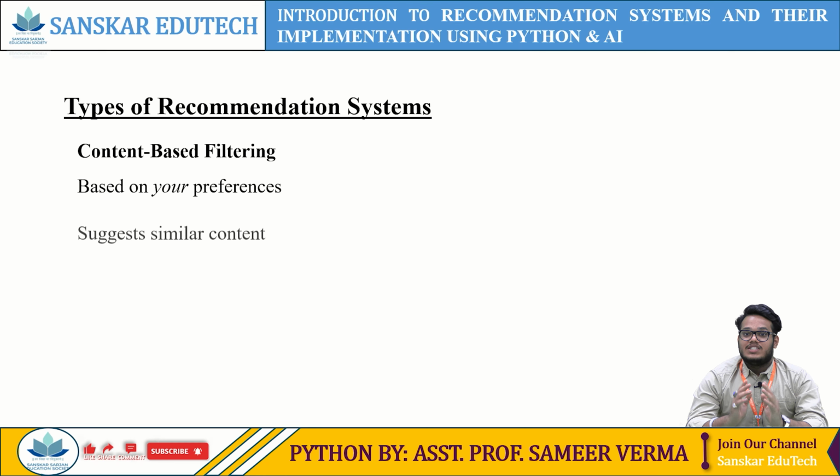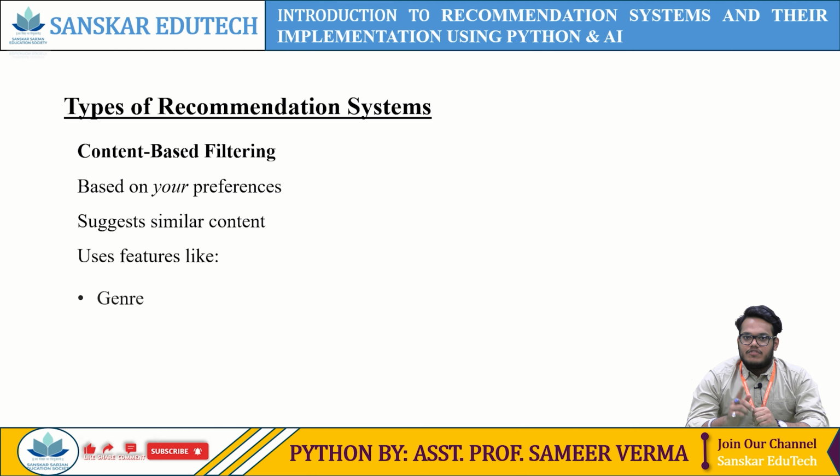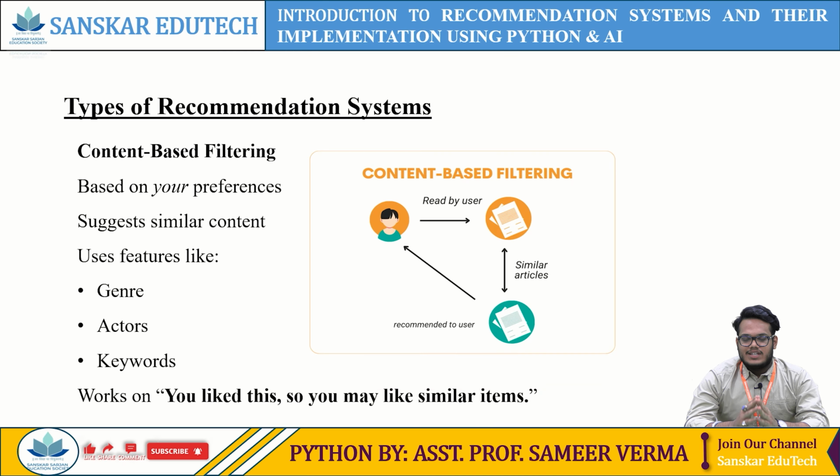This method focuses entirely on you, that is, your preferences, your behavior and your viewing history. It recommends items that are similar to what you have liked before, based on features like genre, actors, directors, keywords, etc. For example, if you frequently watch action films, Netflix will suggest more of those action films. Here the system is essentially saying you liked this type of content before, so you might like something similar. Simple logic, but it is very powerful.